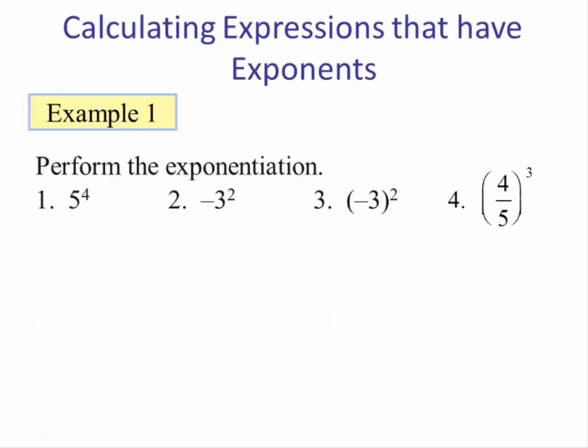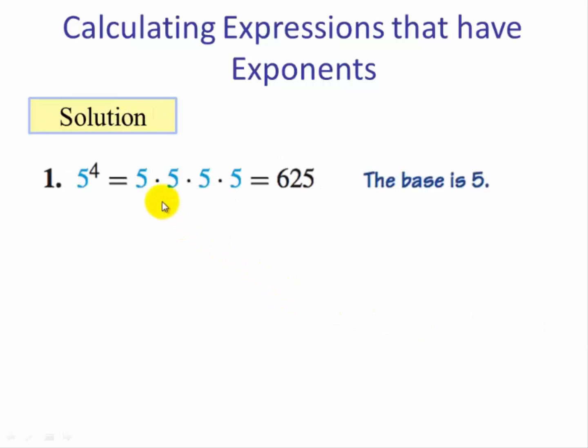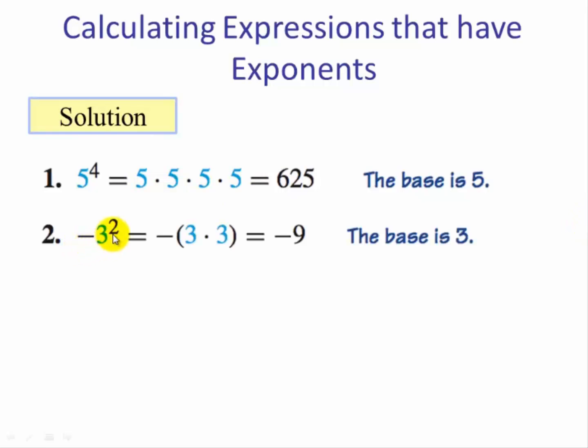Example 1, we have 5 to the fourth. 5 to the fourth is equal to 5 times 5 times 5 times 5, which is 625. Number 2, negative 3 squared. The base is positive 3. We square it, which has 2 factors, and then we carry along the negative sign. So the answer to this is negative 9.